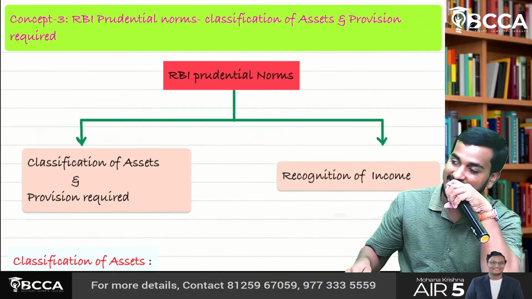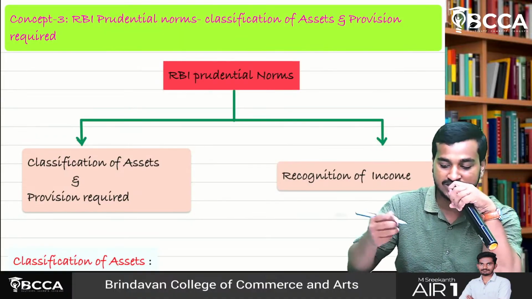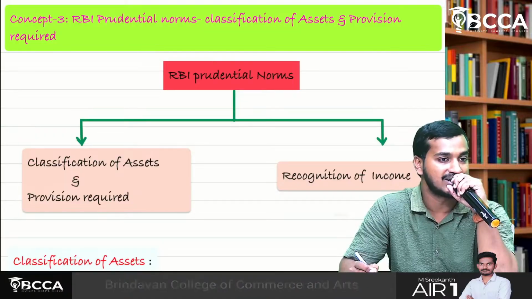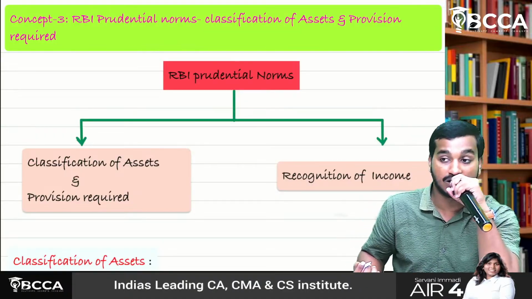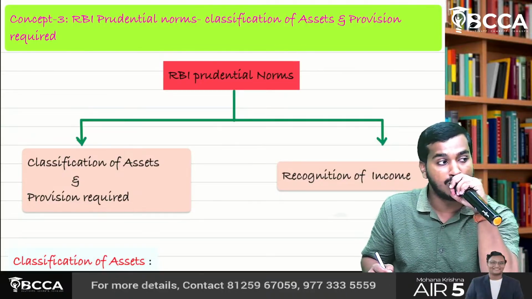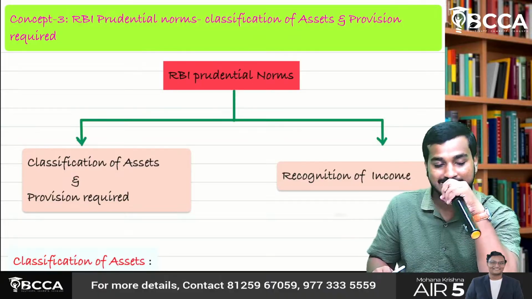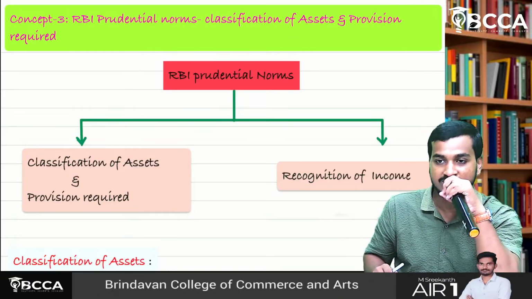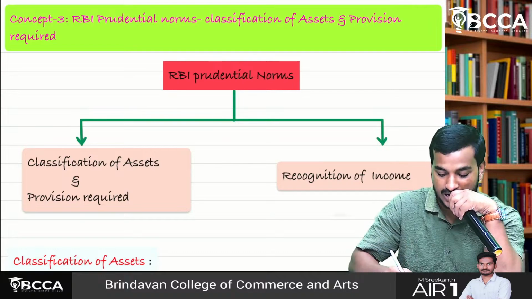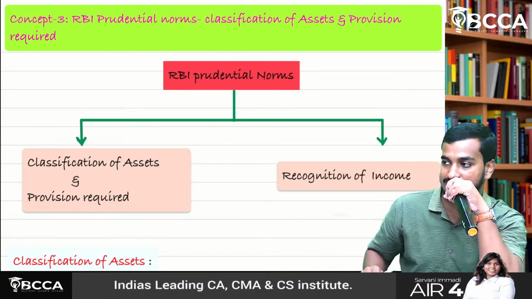Actually, all these guidelines have been given by the RBI. I think you know the meaning of RBI. What is RBI? Reserve Bank of India. RBI is the boss of all bankers. Every bank has to follow the guidelines of RBI. It has given guidelines, meaning norms and regulations, to all the bankers.